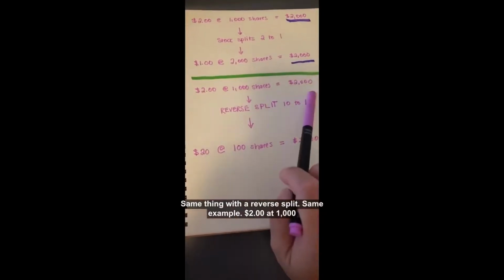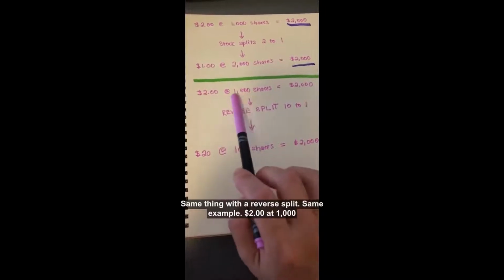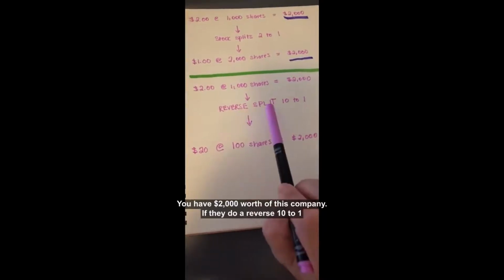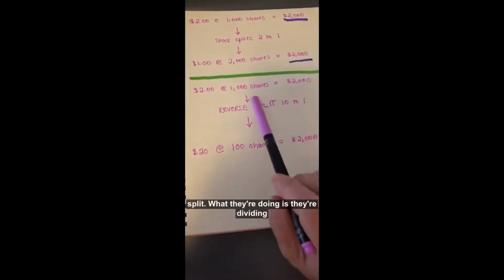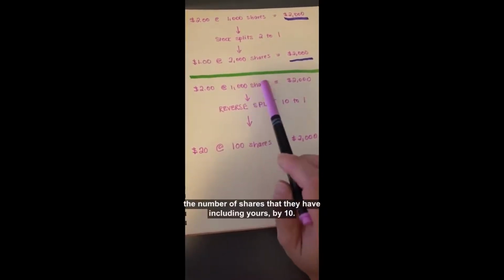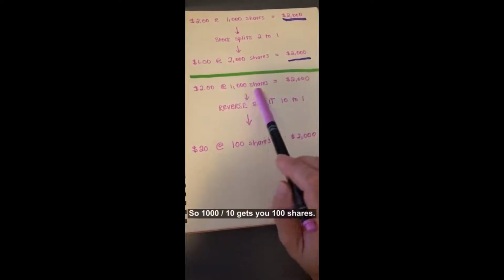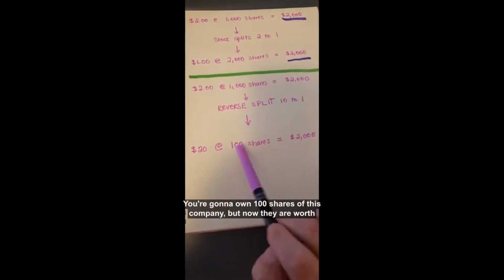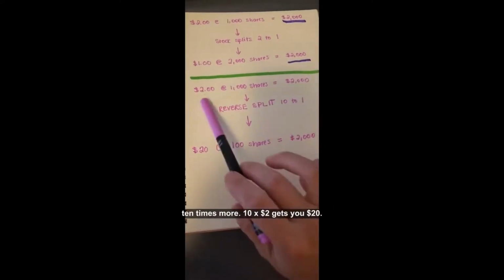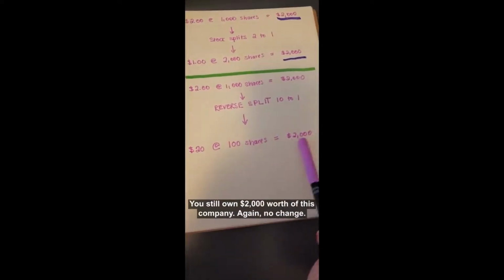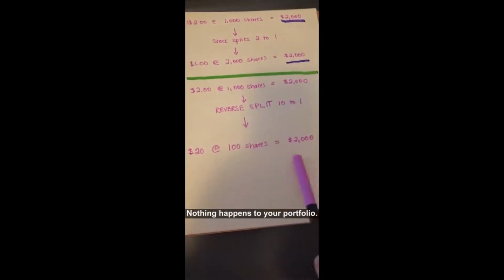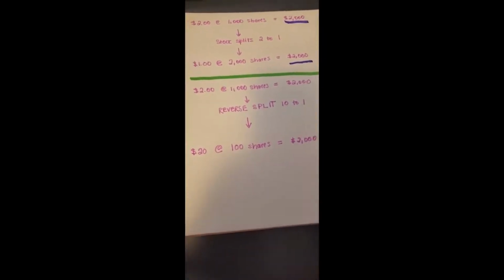Same thing with a reverse split. Same example, $2 at 1,000 shares. You have $2,000 worth of this company. If they do a reverse 10-to-1 split, what they're doing is dividing the number of shares that they have, including yours, by 10. So 1,000 divided by 10 gets you 100 shares. You're going to own 100 shares of this company. But now they are worth 10 times more. 10 times 2 gets you $20. You still own $2,000 worth of this company. Again, no change. Nothing happens to your portfolio.